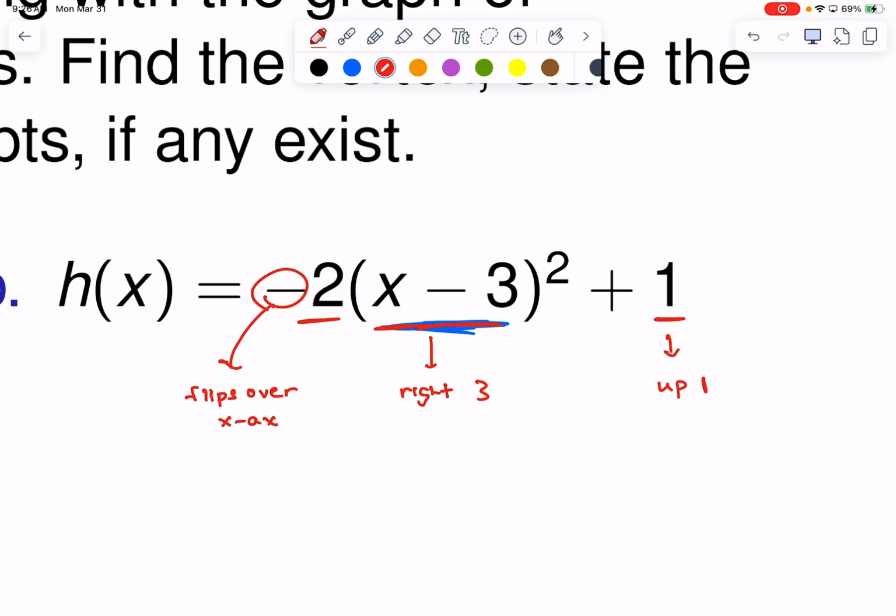Flips over x-axis. So that's going to make it an upside down U. So the U's opening down. What's the 2 do? It's outside the house. So is that a vertical or horizontal stretch? Outside the house always deals with what? Vertical. Outside the house is always vertical. So it's a vertical stretch by what? Vertical stretch by 2.